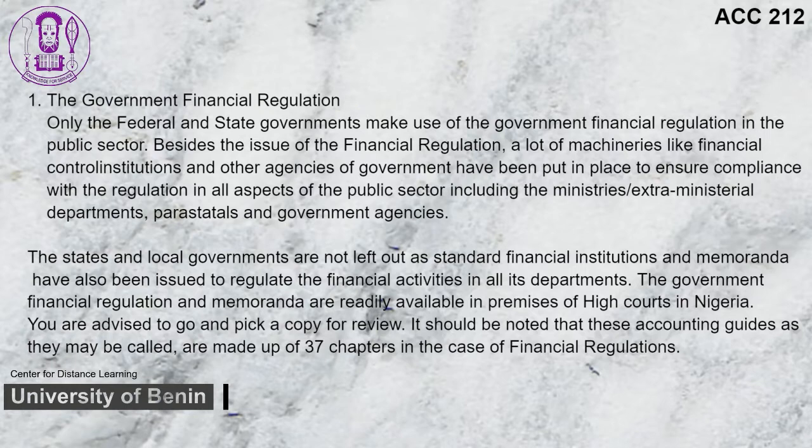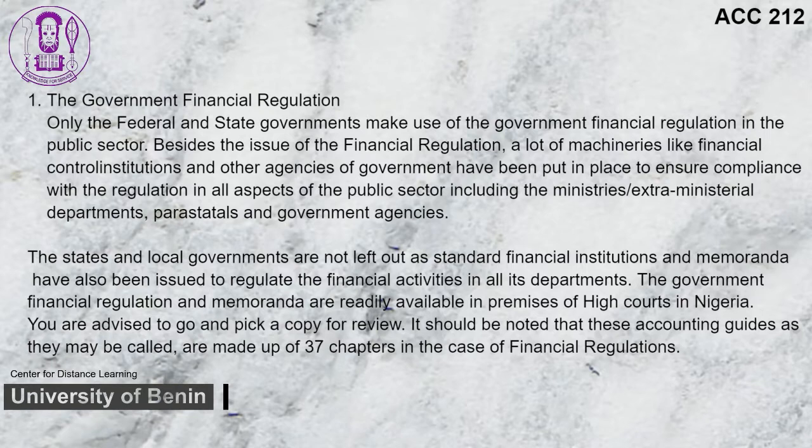Besides the issue of financial regulation, a lot of machinery like financial control institutions and other agencies of government have been put in place to ensure compliance with the regulation in all aspects of the public sector including the ministries/extra-ministerial departments, parastatals, and government agencies. The states and local governments are not left out as standard financial instructions and memoranda have also been issued to regulate the financial activities in all its departments.